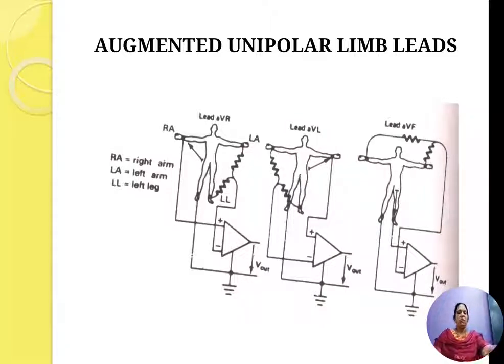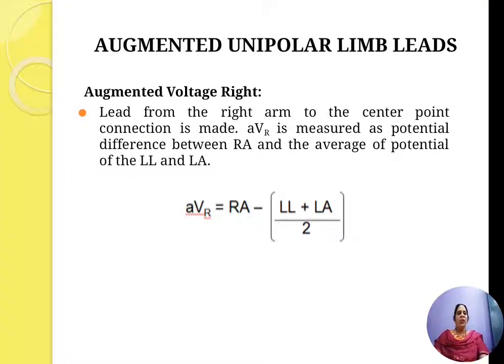So in augmented unipolar limb lead, augmented voltage right, the lead from the right arm to the center point connection is made. AVR is measured as the potential difference between RA, right arm, and the average of the potentials of left leg and left arm. So AVR is equal to RA minus (LL plus LA) by 2.